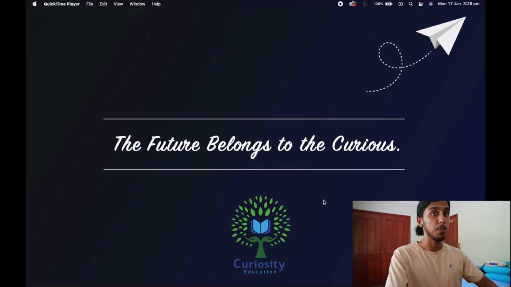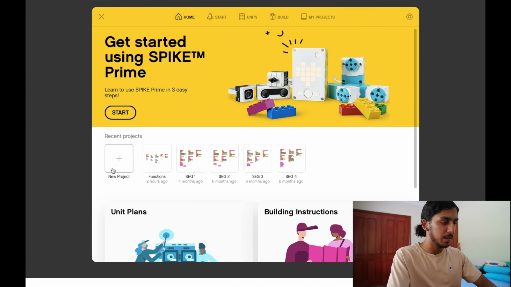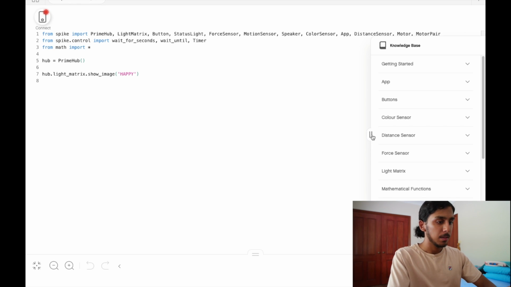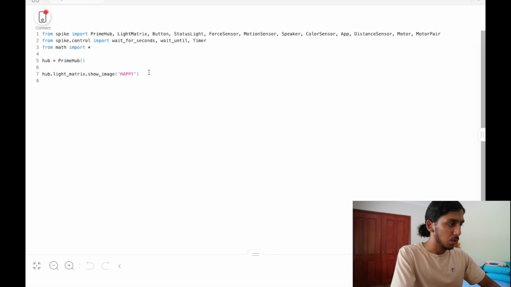Okay, so back from the explanation, we're going to do the coding section now. I've got my laptop open up here. I'm going to go to the Spike app, and as always, new project and Python. And let's create. You've probably already seen, we're going to close the knowledge base because I've got everything I need over here. And you've also got everything you need in this video. So we're going to keep these 3 lines as always, but we're going to delete the number 7.